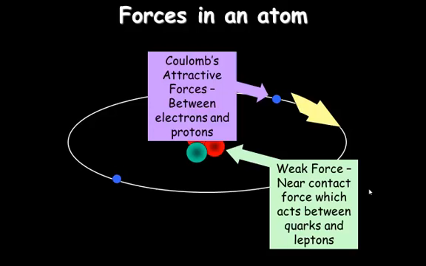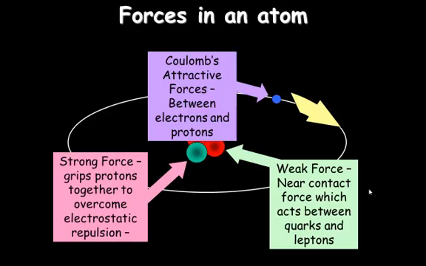We have what's known as the weak force. Now the weak force is a near contact force which acts between quarks and leptons. These are the integral parts of protons and neutrons. We don't need to worry about that too much, but it is a driving force for things like beta radiation being released from an atom, and we're going to think about that in more detail later on.